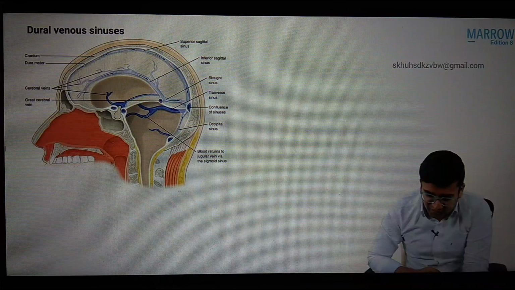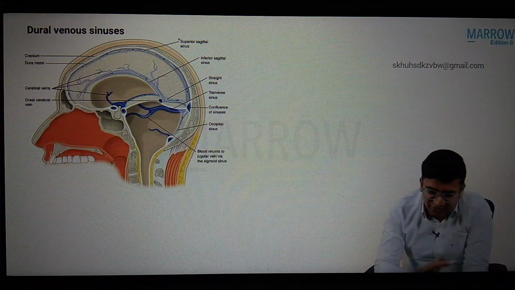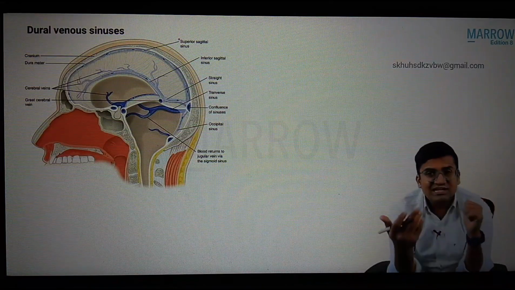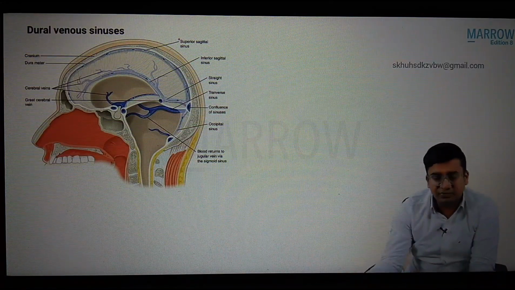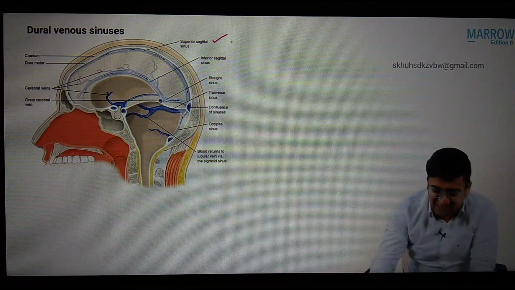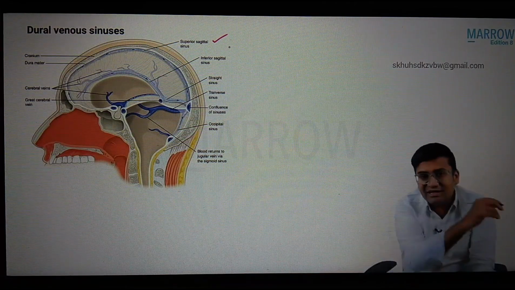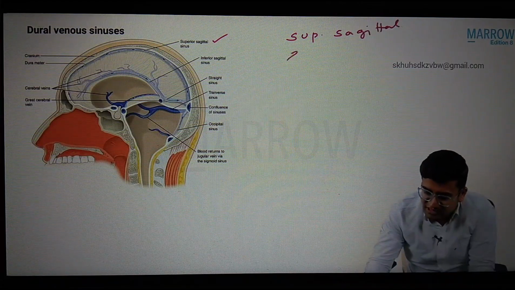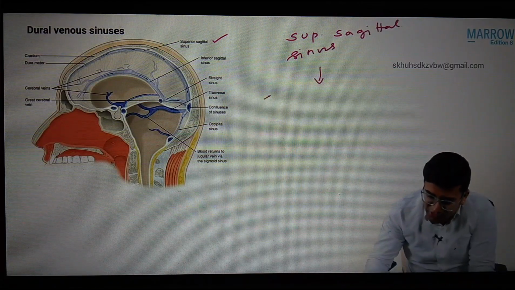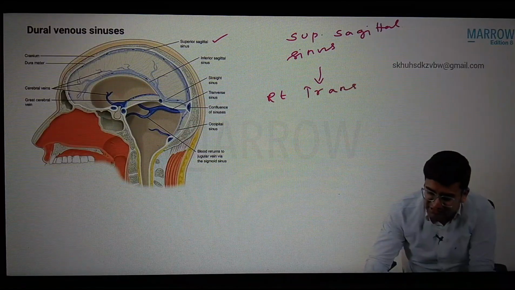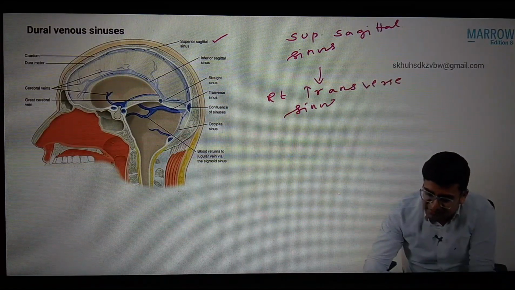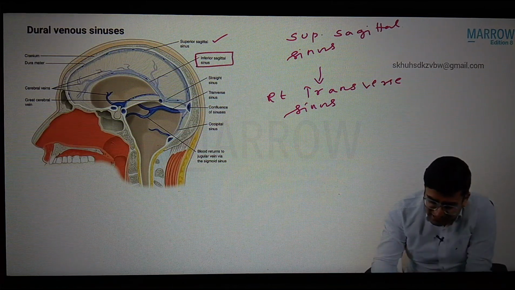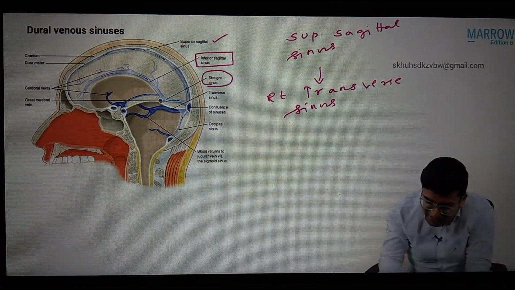Now see the diagram. What is the fate of these dural venous sinuses? It's actually one sinus going to continue as another sinus. So which sinus continues with which sinus? That is what we're going to see now. The superior sagittal sinus in turn continues as the right transverse sinus. Okay, this is one. Next one, our inferior sagittal sinus, which in turn continues as the straight sinus.